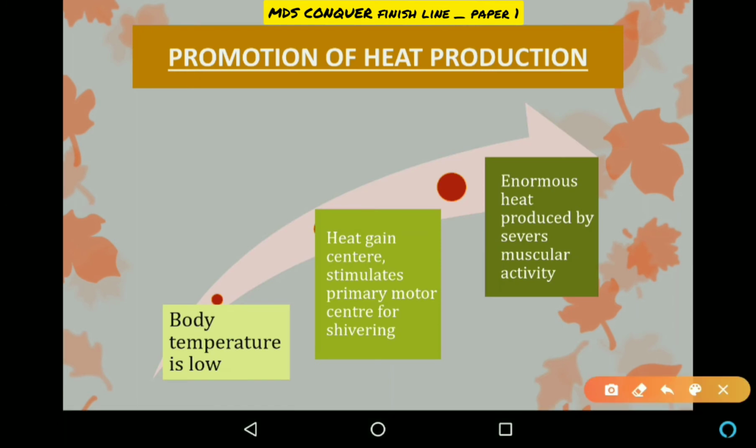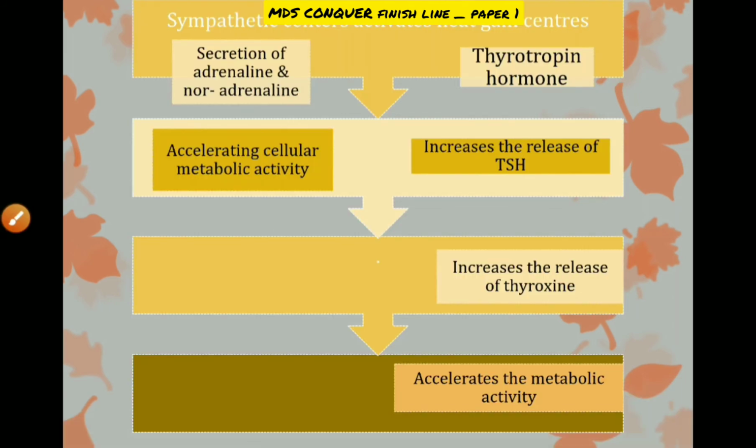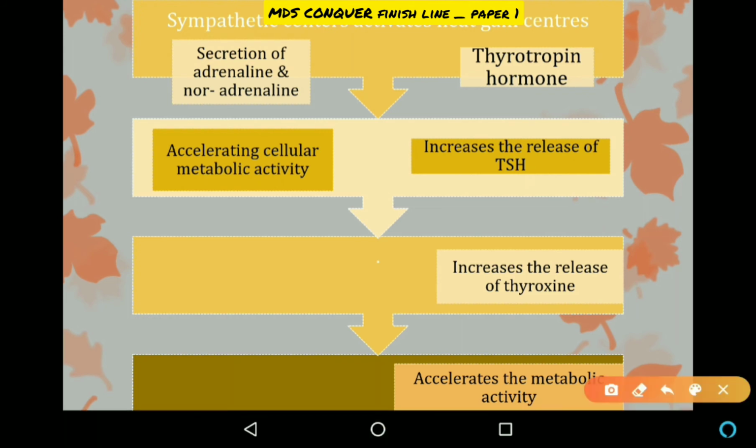Whereas if you see promotion of the heat protection, if body temperature is low, the heat gain center stimulates the primary motor center, then enormous heat can be produced. And you can see here the sympathetic center activates heat gain centers, that is adrenaline secretion can be seen, or a thyrotropin hormone secretion can be seen, which accelerates the cellular activity and increases the release of TSH. Then there will be release of thyroxine, which accelerates the metabolic activity and increases the temperature.